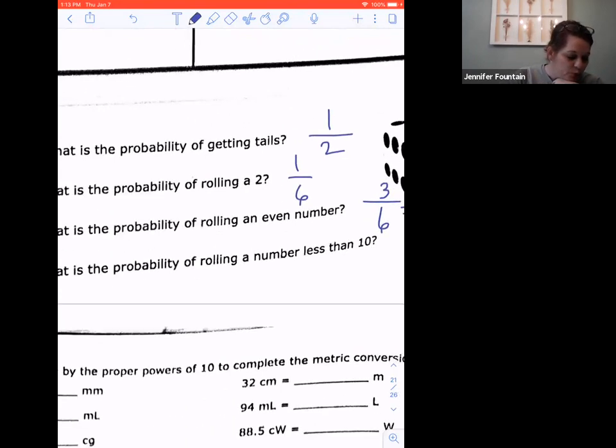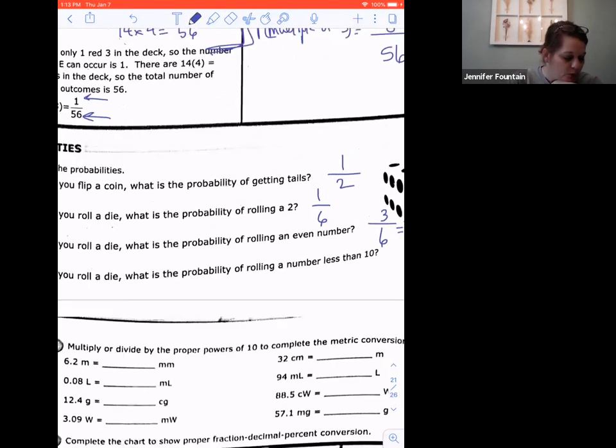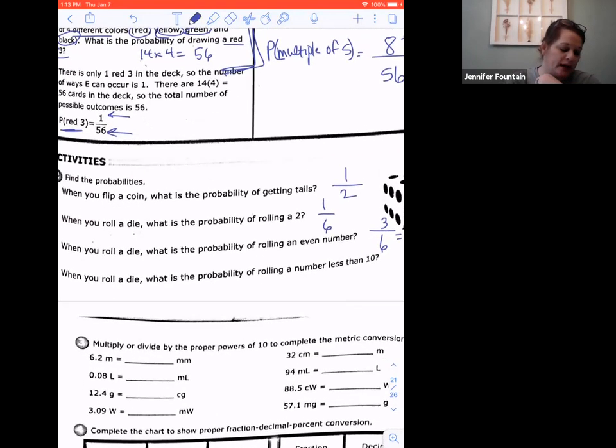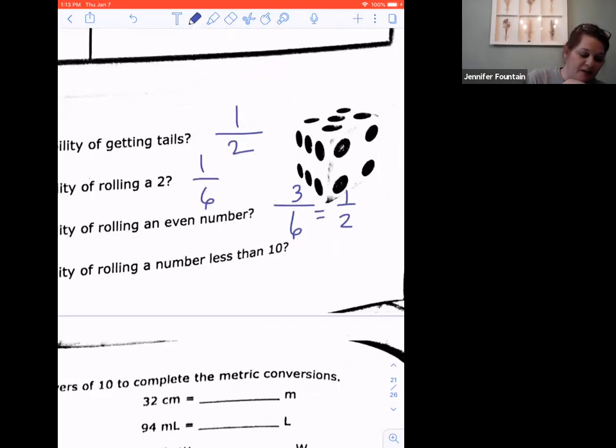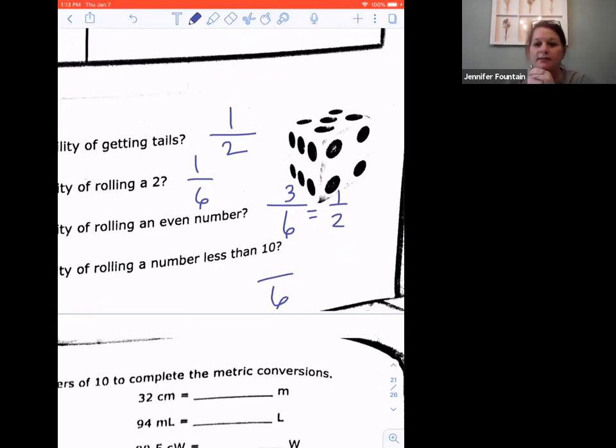And then finally it says, when you roll a die, what is the probability of rolling a number less than 10? All right, so think about this. If I have 6 possible outcomes, what's my possibility of rolling a number below 10? I've got 6 chances of rolling below a 10, right? Because it doesn't matter what I roll on my die, it's going to be below 10. So I have 6 out of 6 chances. 6 divided by 6 is a whole number 1. So I am guaranteed, I have 100% chance of rolling a number below 10.